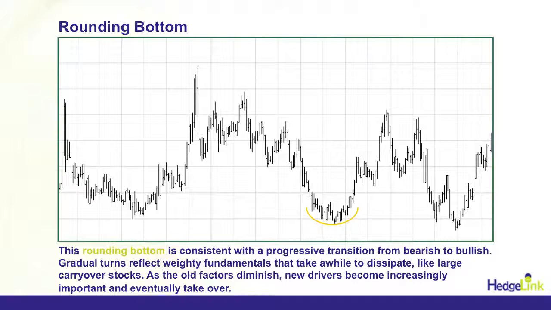This is a monthly chart of this particular commodity. And the gradual turn reflected weighty fundamentals that took a while to dissipate, like large carryover stocks. As the old factors diminish, new drivers become increasingly important and eventually take over. We see in this case it was followed by a very nice up move.